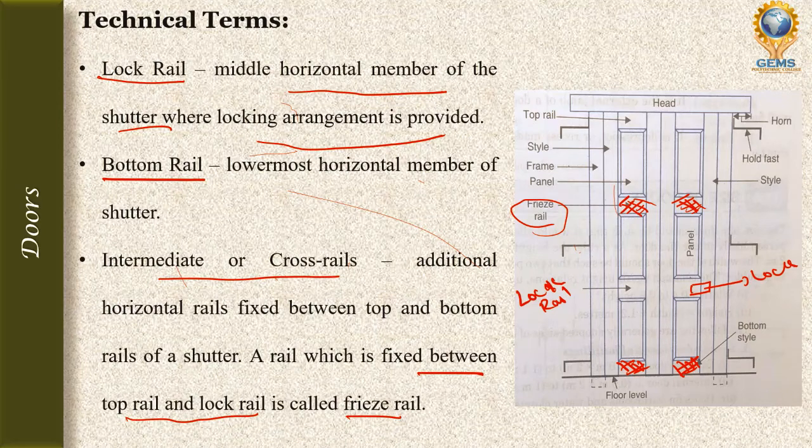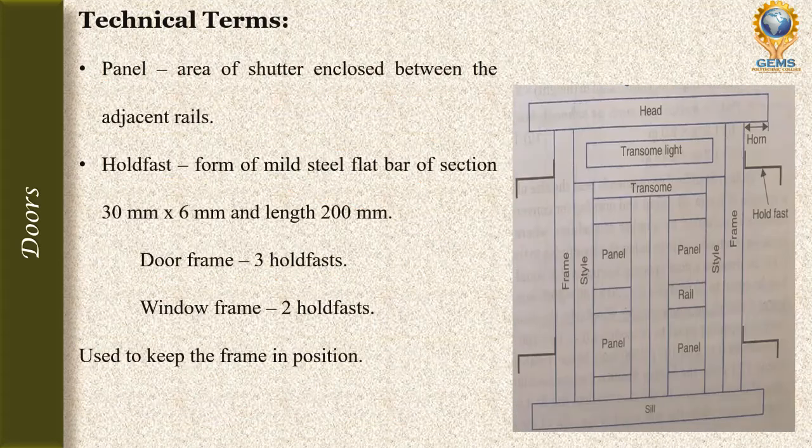Sometimes we don't have the lock rails. In some doors we don't have the lock rails. Then we will call it the intermediate or cross rails. So if you have a lock rail, then the intermediate rail between the lock rail and the top rail, we will call it a freeze rail.